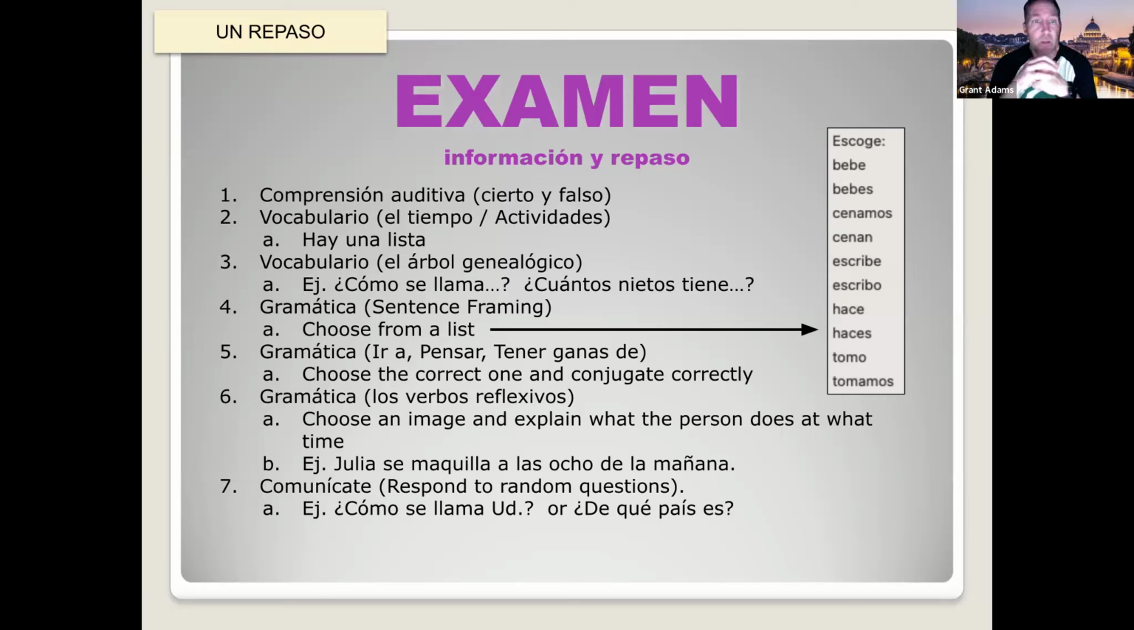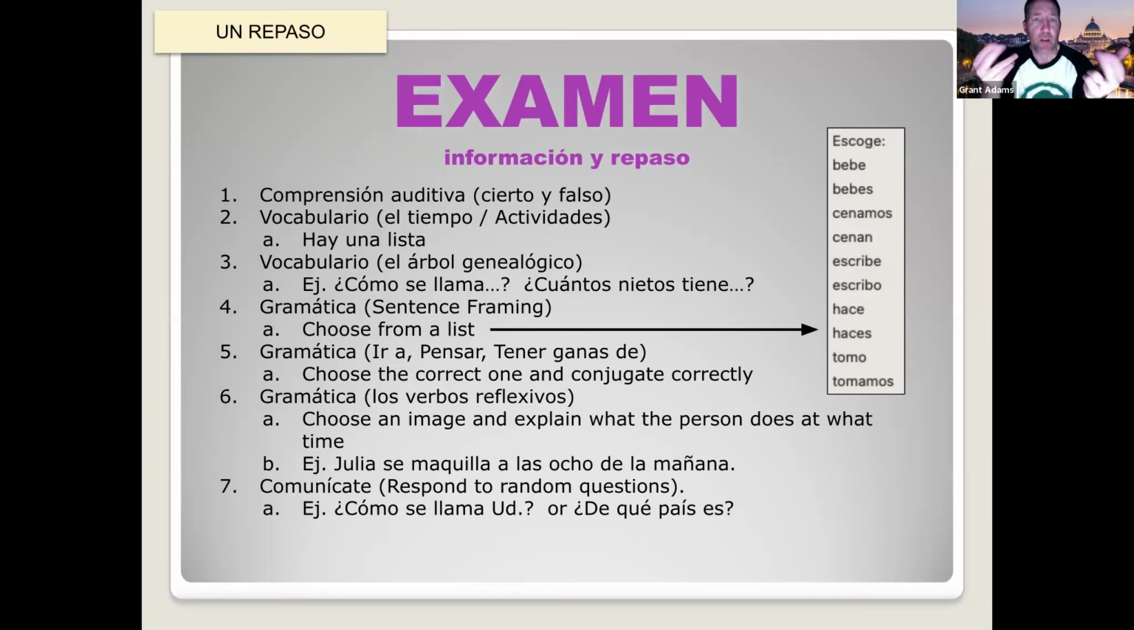Vocabulario. Now, there is going to be a vocabulary section about weather. You're going to have a list to choose from, though. You're going to have a word bank to choose from. So as long as you can recognize it, you can pick the right one, okay?